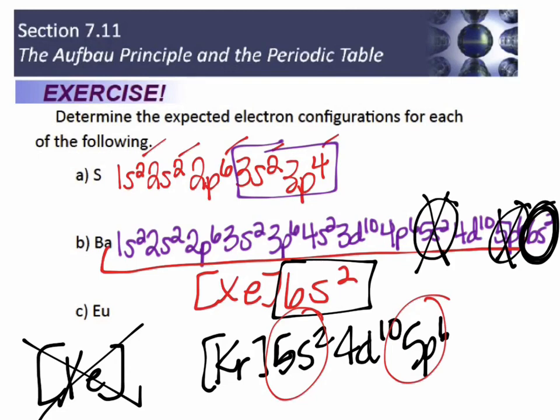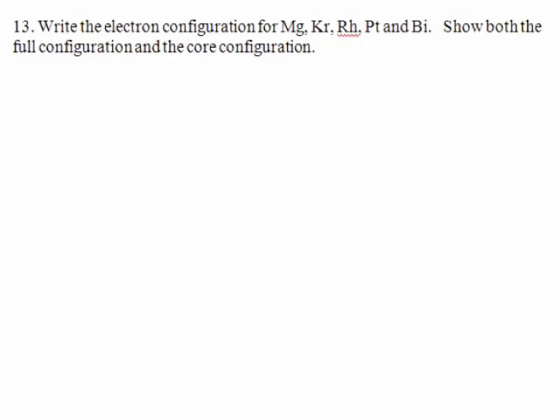So let's go to the next thing that says, write the electron configurations for magnesium, krypton, rhodium, platinum, and bismuth. Show both the full configuration and the core configuration. I'm not going to do all of that. I'm just going to pick one of these. Do you guys want to do one of the transition metals? Yeah. Okay. So let's look at platinum.